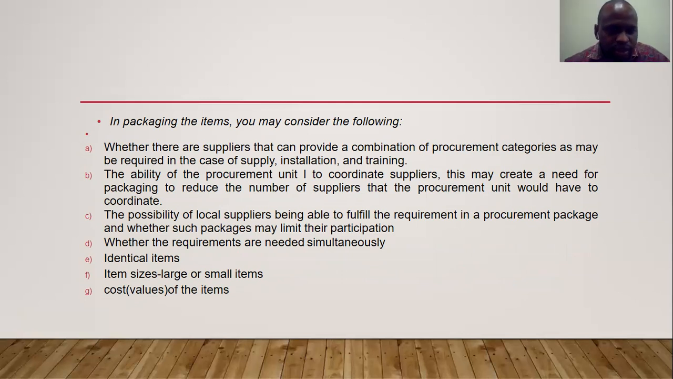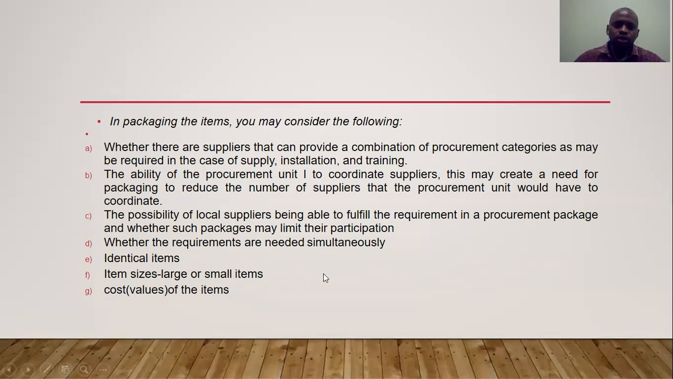Number two, the ability of the procuring units to coordinate various suppliers that may be needed for the package, to reduce the number of suppliers that the procurement unit will have to coordinate. Then, if there is a possibility of the local suppliers being able to fulfill the requirements of the procurement package, then you can go ahead and use the package. And whether the requirements are needed simultaneously, or you have identical items that are needed, you can decide to use them as one package.